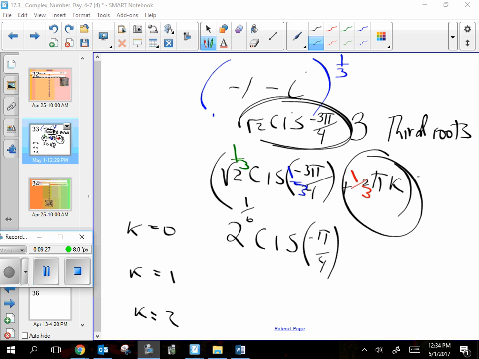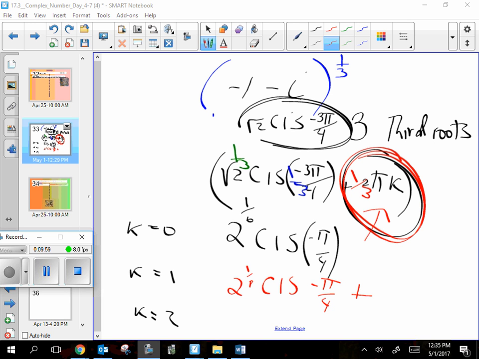Okay. And if you had said negative 3 pi over 12, yes, I get why you would do that, because maybe you'd want a common denominator of 12. All right, but you need to simplify it when it's done. So I'm done. There's my first answer. Now k equals 1. So I'm going to go through and put in this part with a 1. So it's 2 to the 1/6 cis. I would still use negative pi over 4 plus that component. And that component now has 2 pi over 3 times 1, which is 2 pi over 3.